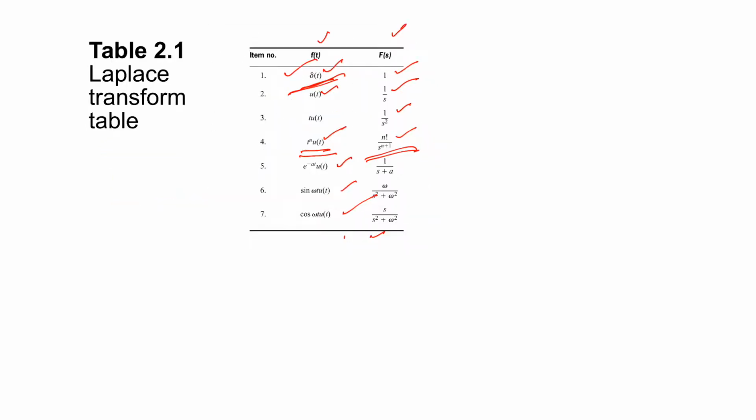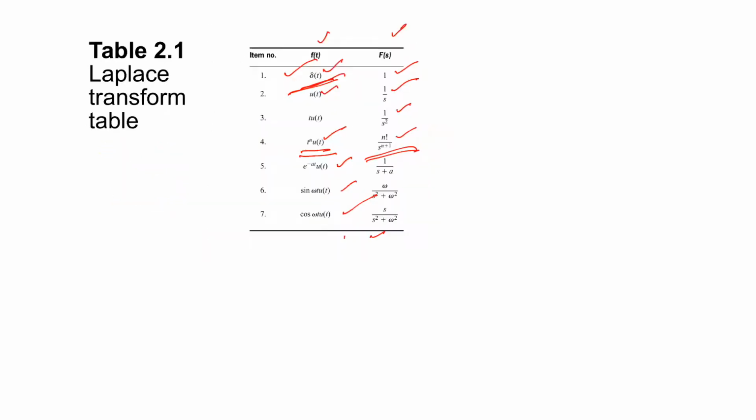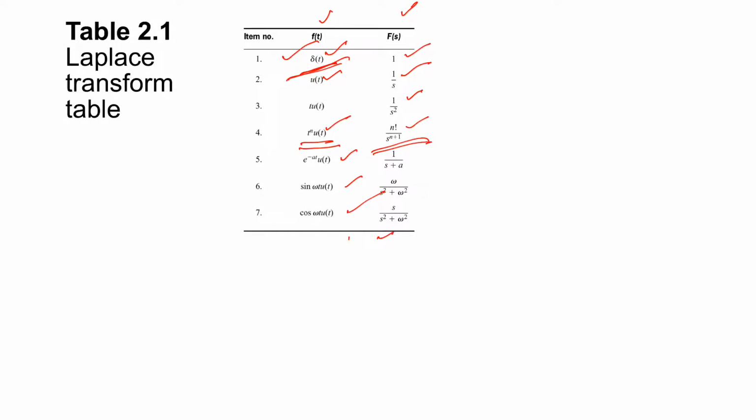Now consider an example in which we have to use table 2.1 and table 2.2 to find the inverse Laplace transform. Let us suppose that we take a function F1(s) equals 1 by (s plus 3) squared. Now we have to find the inverse Laplace transform of this.